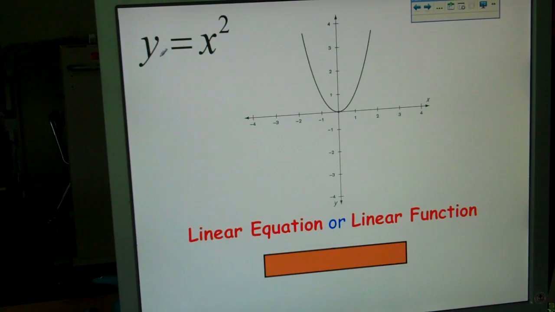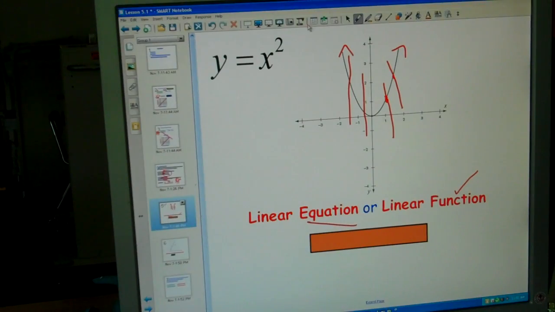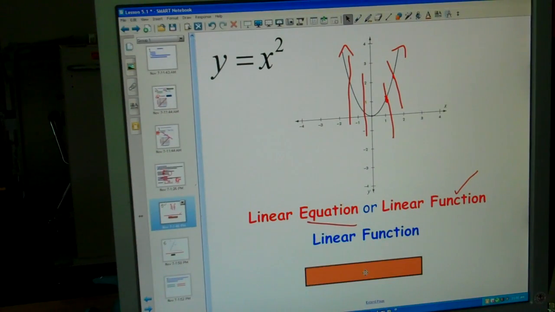So here's an example. Y equals x squared. Well, first of all, does it pass the vertical line test, making it a function? Can I draw a vertical line anywhere along here and it only hits one point? Yes. So we know that it's a linear function. But is it an equation? Look at your definition of equation. No, it's not an equation because this x is being raised to a power. It is simply only a linear function.